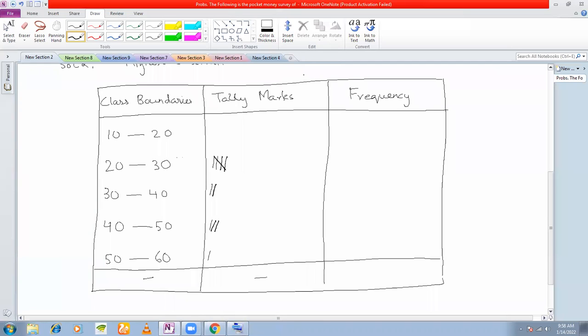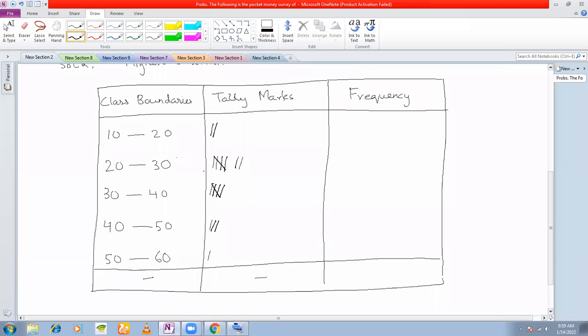Okay. Next is 13. 13 will fall here. 24. 24 you will give a tally mark here between 20 to 30. Next is 38. 38 you will give here. Next is 10. 10 you will give here. Okay. 24. 24 you will give here. 30. 30 you are going to give here. 33. 33, and you are going to make it into a group of 5.